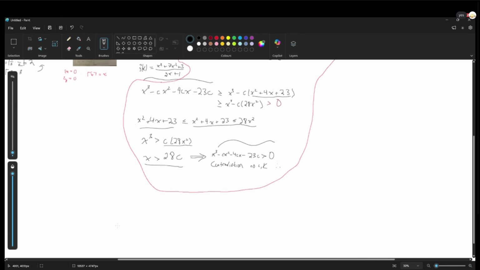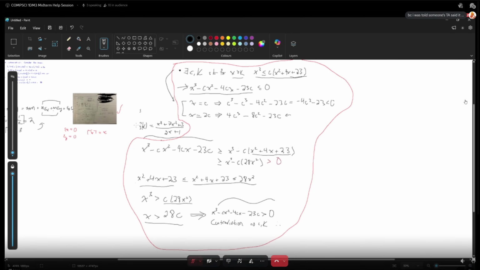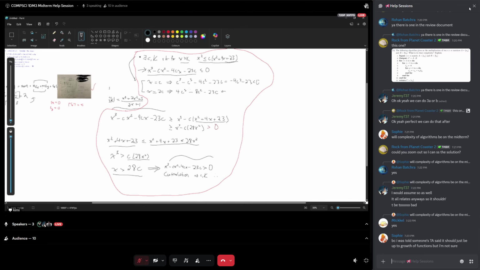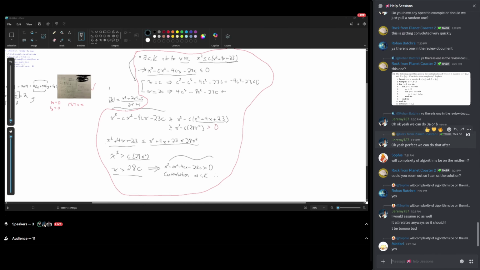Was there any more questions relating to this problem, or should we move on to something else, like algorithm complexity, something like that? Oh, I think there was another one actually. But I think the other one is easy, like this one. This one should be easy, f of x. Because I was told it should just be up to growth functions, I'm not sure. Okay, we can do both, it's fine.